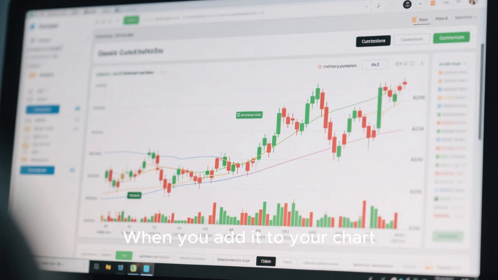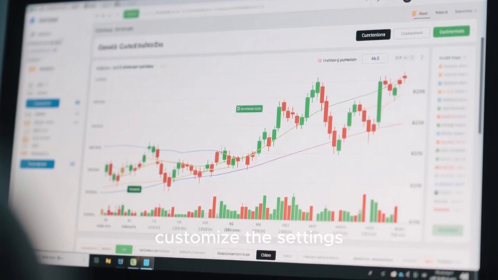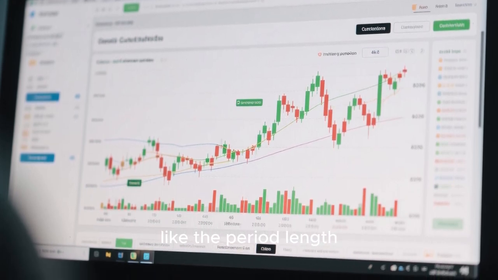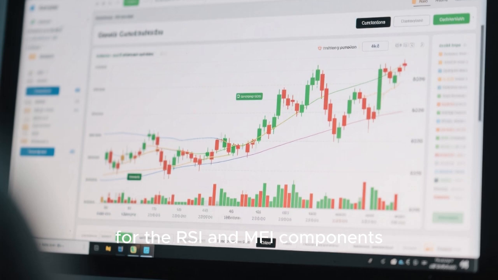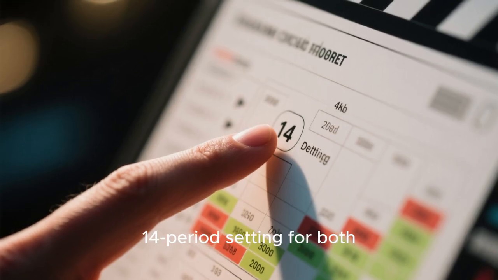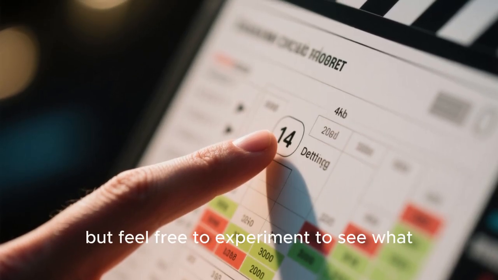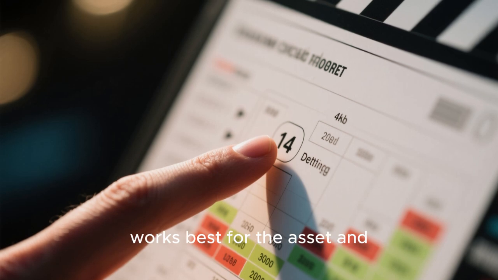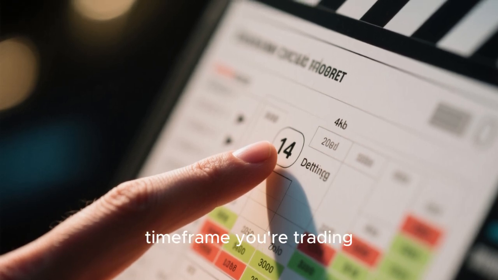When you add it to your chart, you can typically customize the settings, like the period length for the RSI and MFI components. The standard is usually a 14-period setting for both, but feel free to experiment to see what works best for the asset and time frame you're trading.